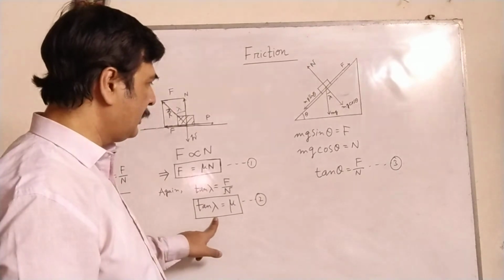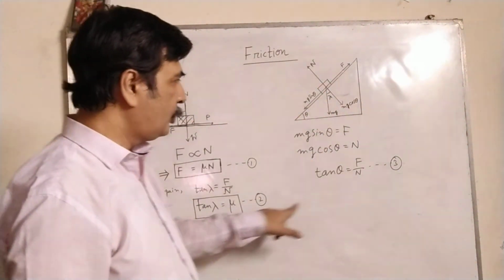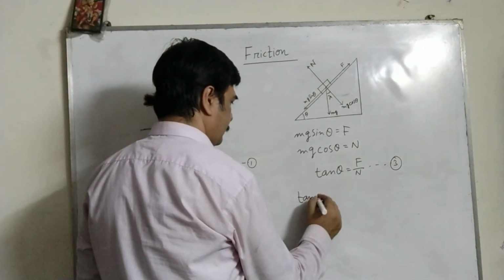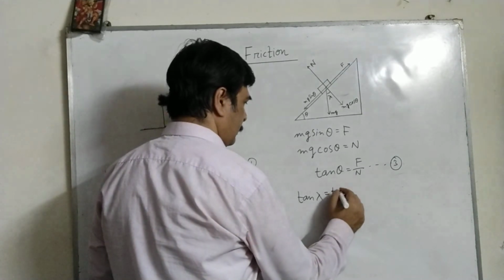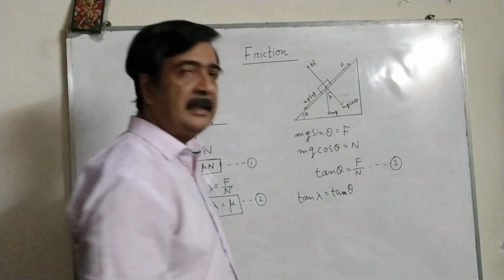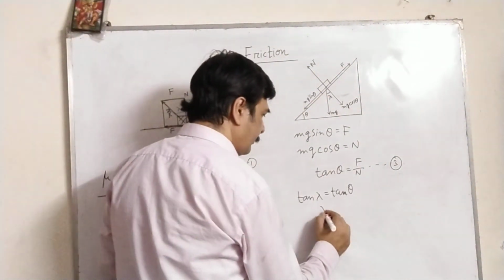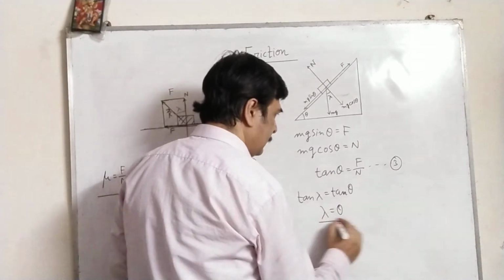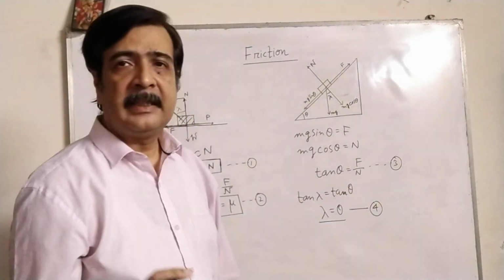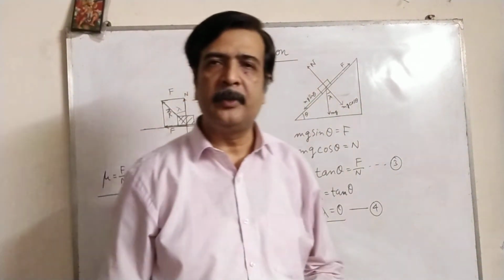Now if we equate relation 2 and 3, we get tan lambda is equal to tan theta. Therefore lambda is equal to theta. This is another important relation, that is, the angle of repose is equal to the angle of friction. Hope you have understood.